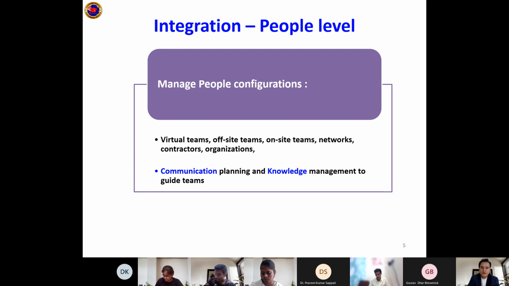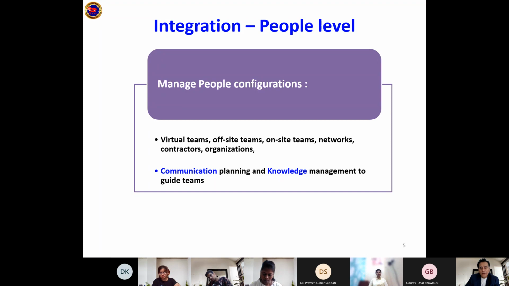So you will set up the meetings, you will give them the agenda, you will make the minutes of the meeting, you will give them the deliverables and the deadlines. Okay, so that will be your job. And how will you do that in people level integration? You will also have a communication planning and a knowledge management guide for guiding the team. Okay. So communication and knowledge management is also part of your job.